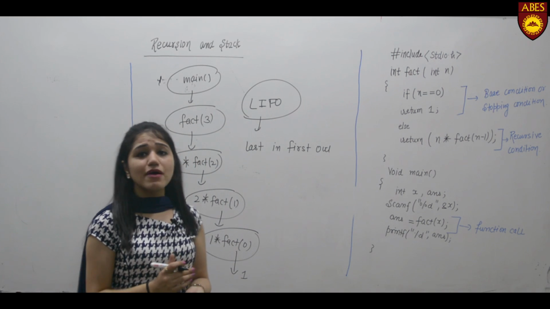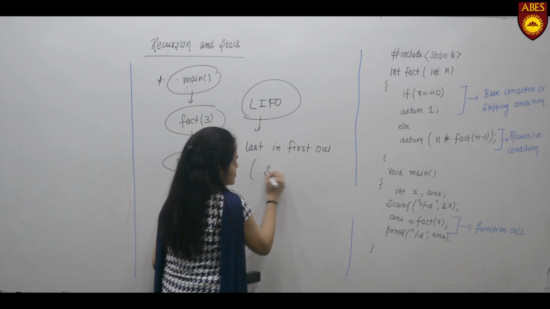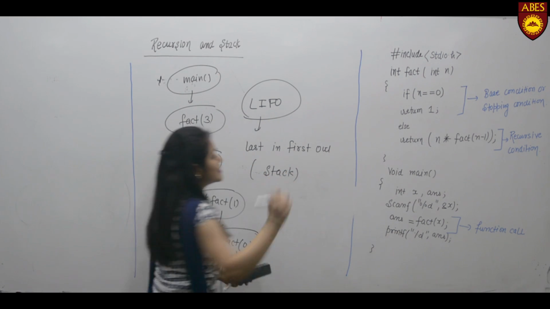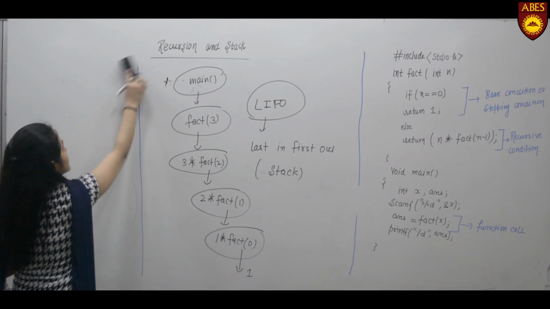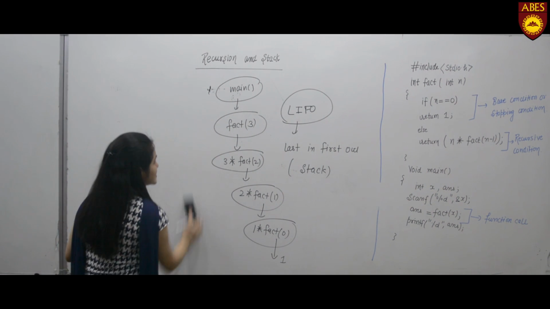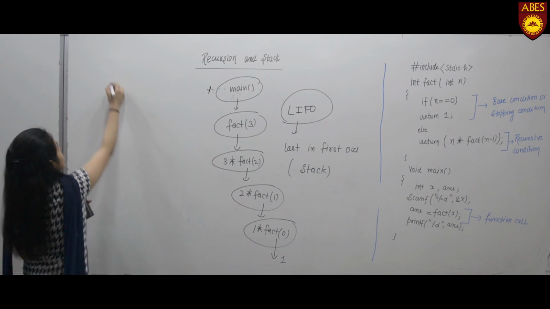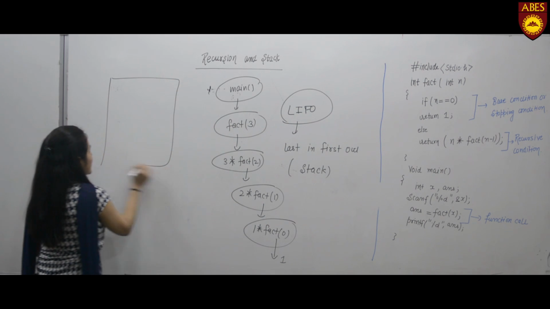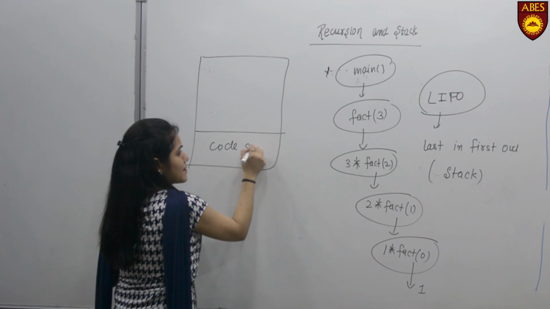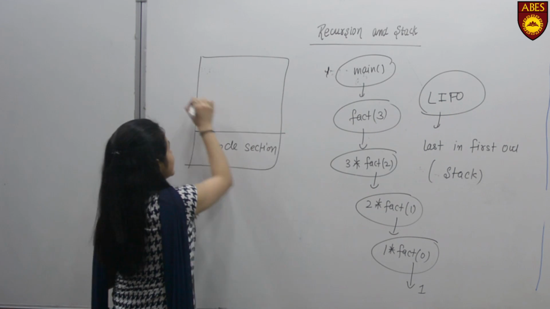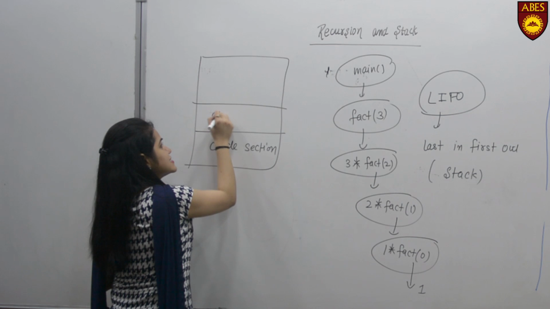I hope you all know about the stack. So in order to implement recursion, we need the stack data structure. Now we will see how the stack is used to implement recursion. Our main memory has 4 parts. First part is the code section. Next is static variables.